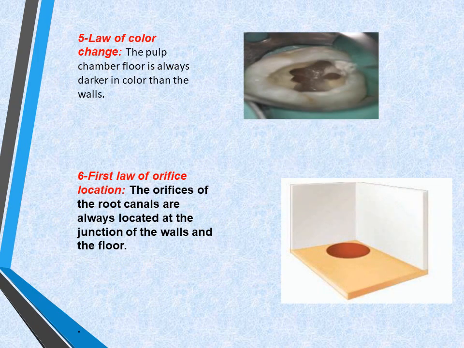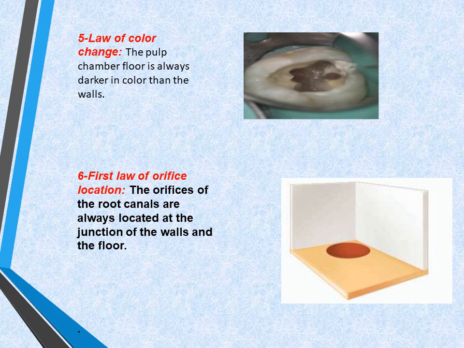The law of color change is very helpful to identify which is the pulp chamber floor and which is the wall, because the pulp chamber floor is always going to be darker when compared to the walls. It is going to be dark brown when compared to the light brown color of the walls of the dentine.